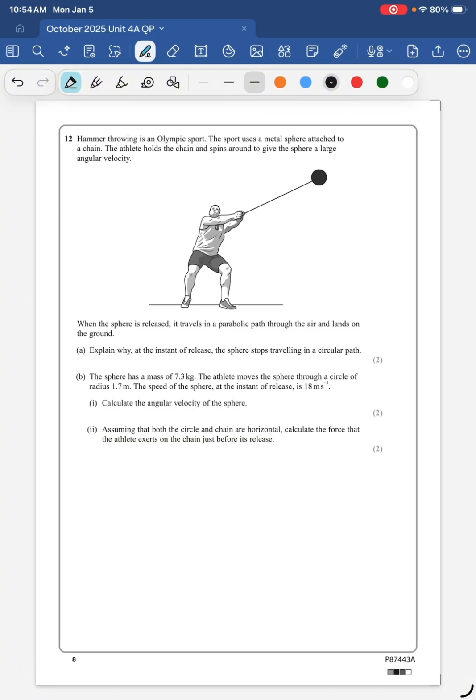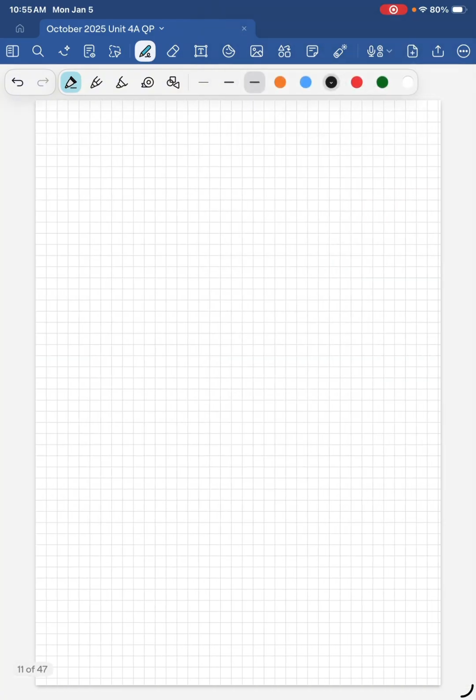Question 12. Hammer throwing is an Olympic sport. The sport uses a metal sphere attached to a chain. The athlete holds the chain and spins around to give the sphere a large angular velocity. When the sphere is released, it travels in a parabolic path through the air and lands on the ground. Explain why, at the instant of release, the sphere stops traveling in a circular path. Again, they don't give you any space to respond, so we're going to use a clean page.